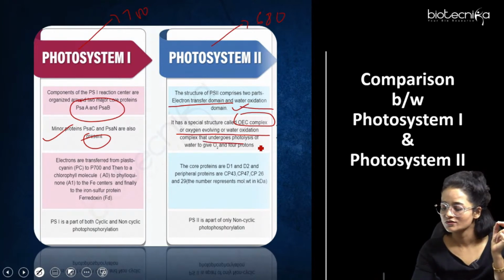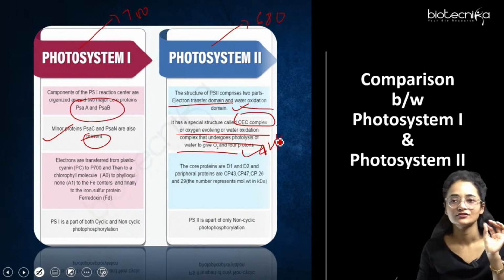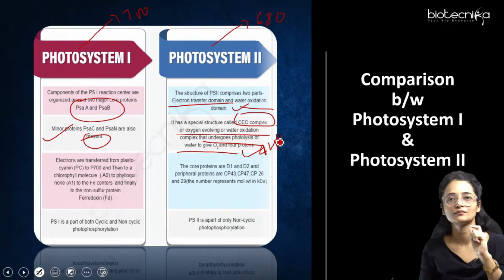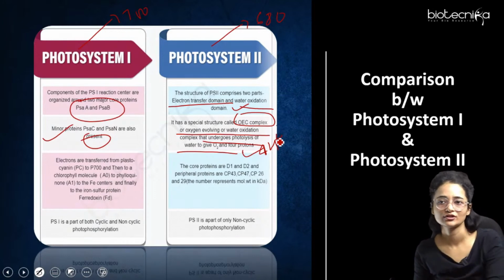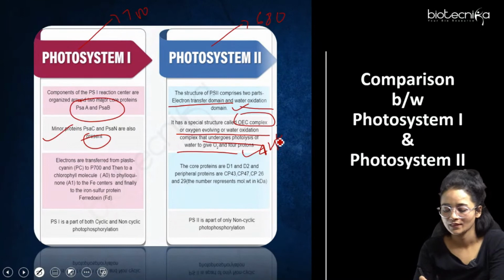That undergoes photolysis of water to give oxygen and 4 protons. So 4 H plus are released here, right? Evolution of oxygen takes place. 1 molecule of oxygen is evolved, and 4 protons, that is H plus, are evolved here after the photolysis of water takes place.